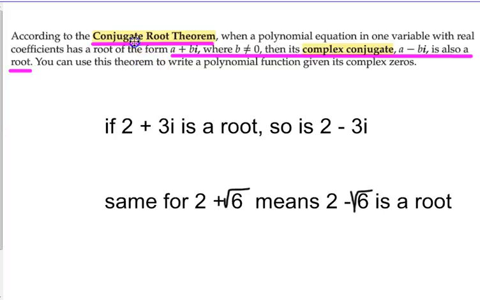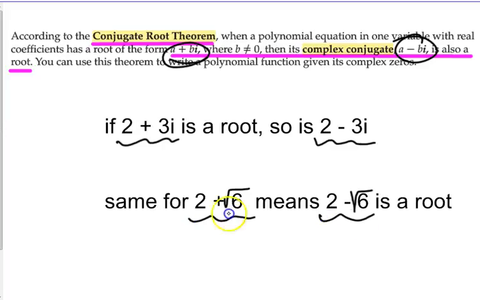All right. The conjugate root theorem sounds all complicated. It just says that if you have a plus bi as a 0, then a minus bi also has to be a 0. Or if 2 plus 3i is a root, then 2 minus 3i has to be a root. They come in conjugate pairs, as long as the polynomial you had started with real coefficients. The same is true for radicals. 2 plus square root of 6, 2 minus square root of 6 has to be a 0.